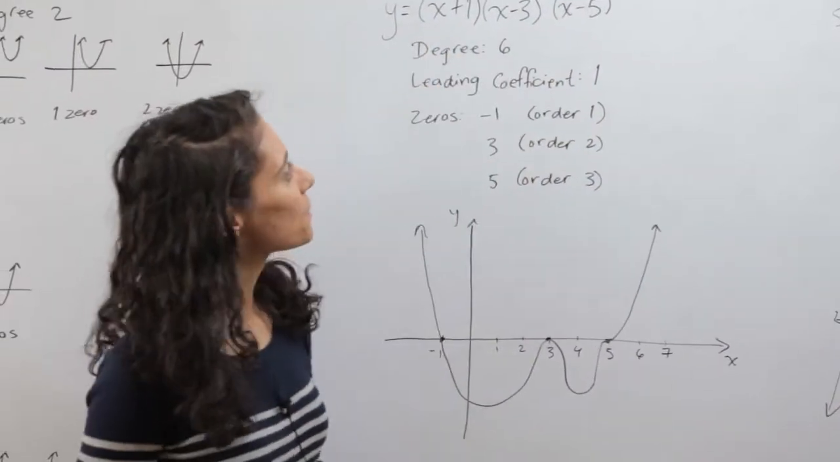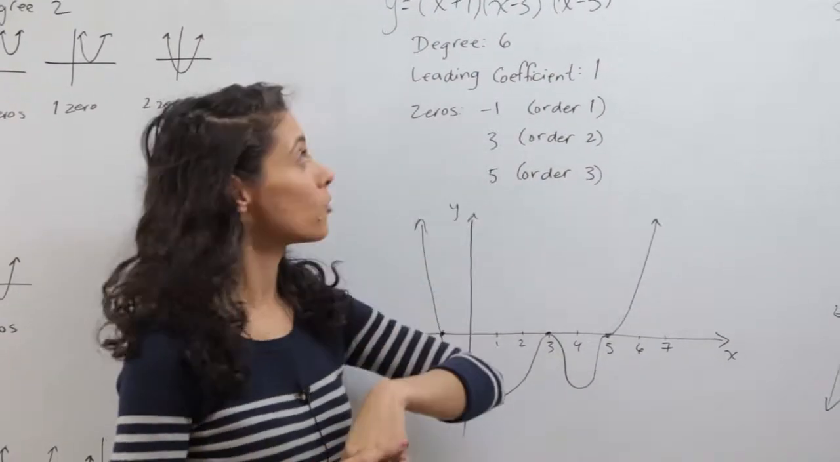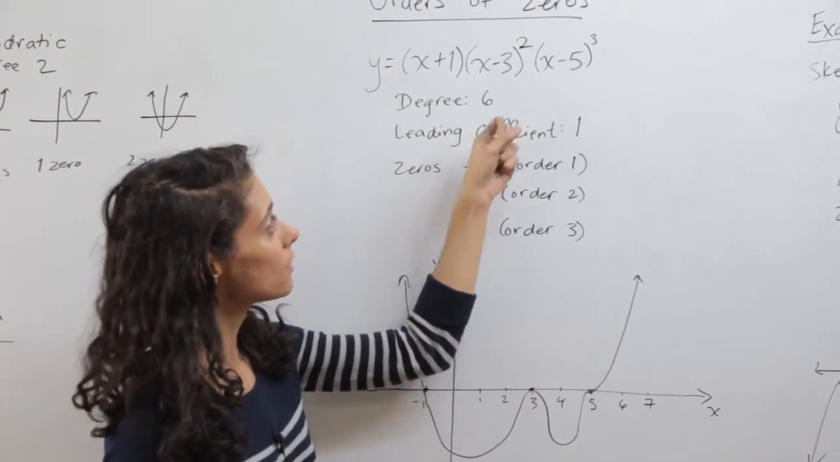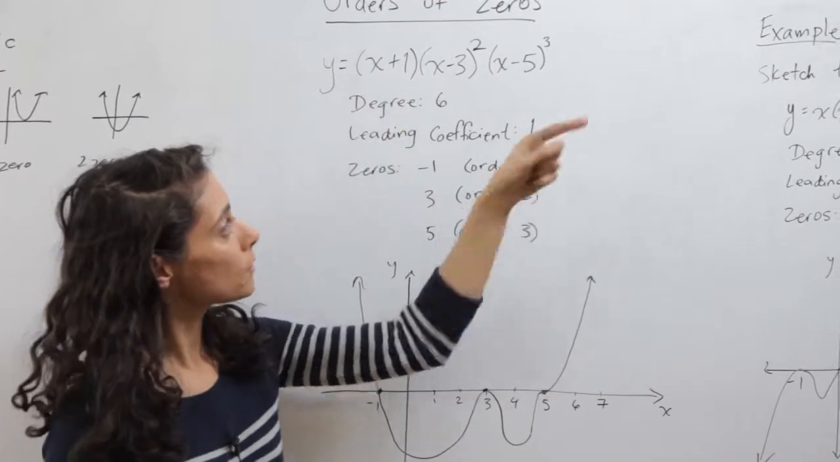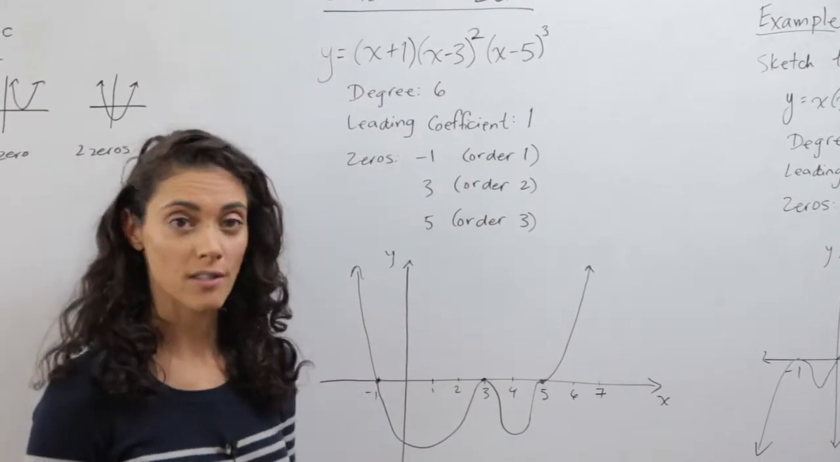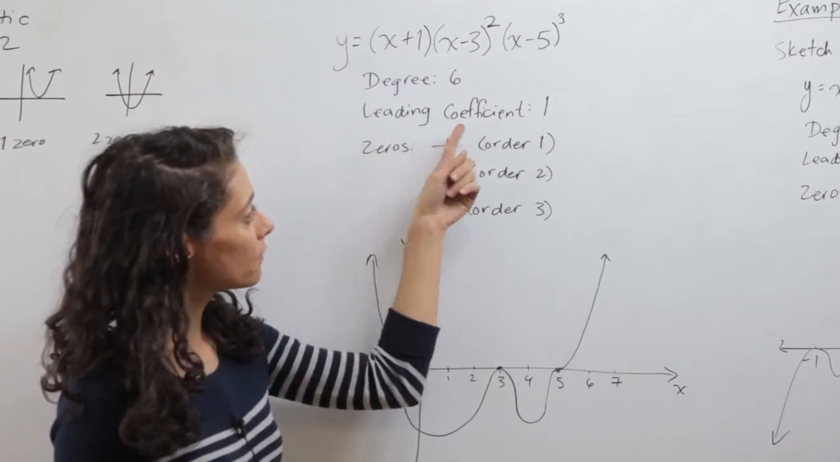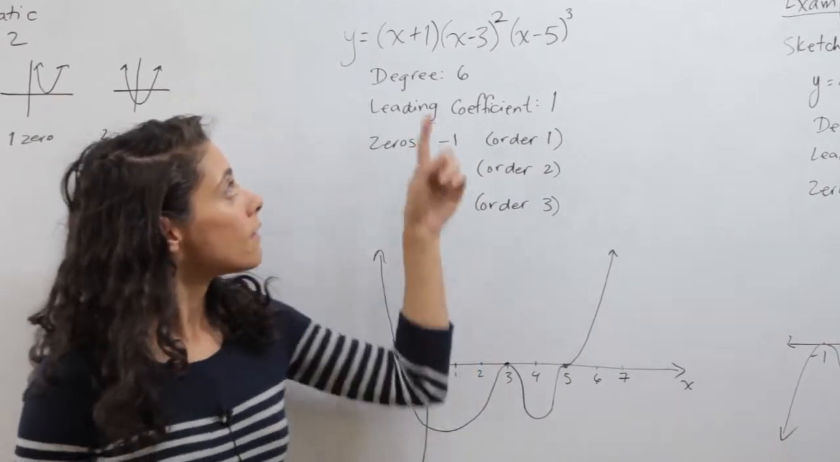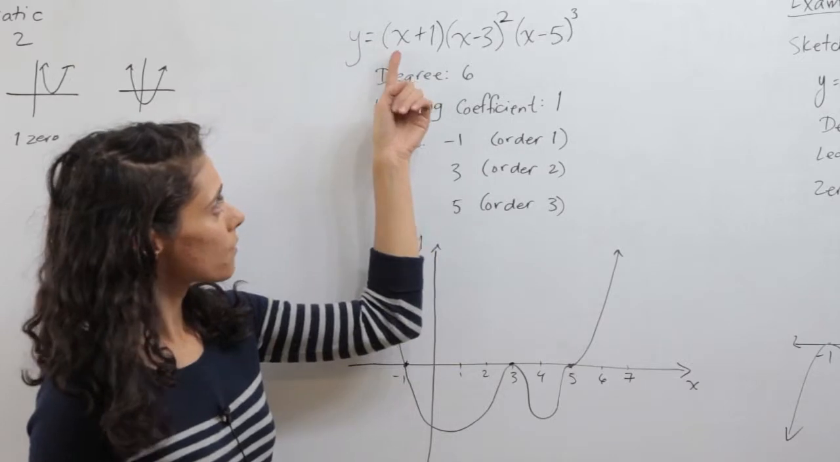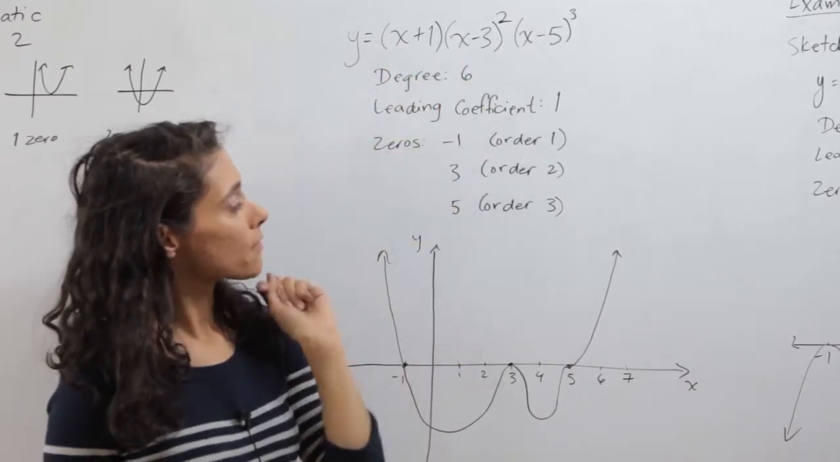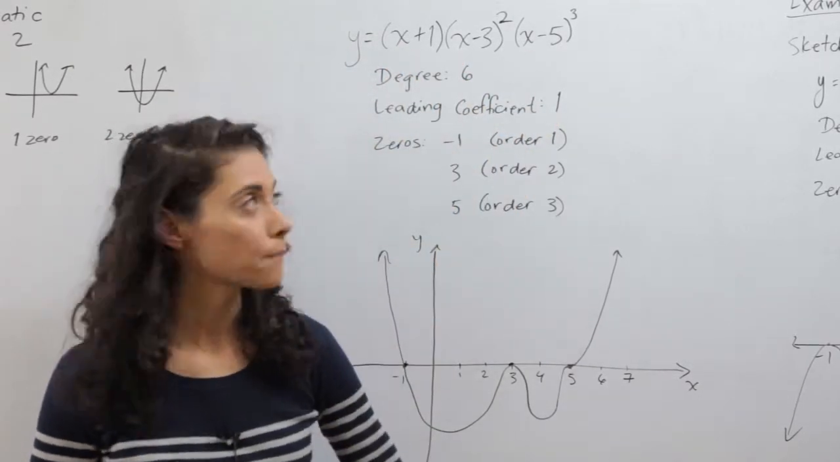So here's an example of a degree 6 polynomial. Once again, if you distribute this out, this is squared, this is cubed, and this is linear, and multiplying all of those together, we'd end up with a degree 6. It has a positive leading coefficient of 1. Now, we can solve for the zeros by setting each of the factors to 0. There's a zero at -1, +3, and +5.